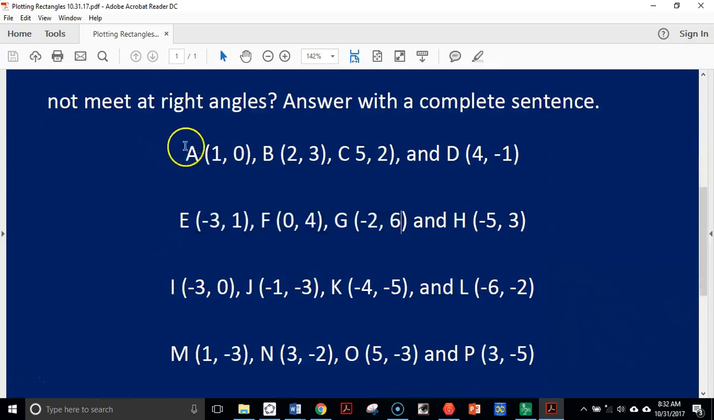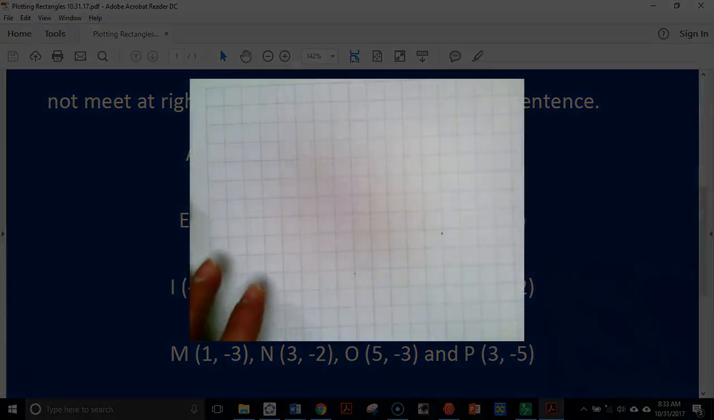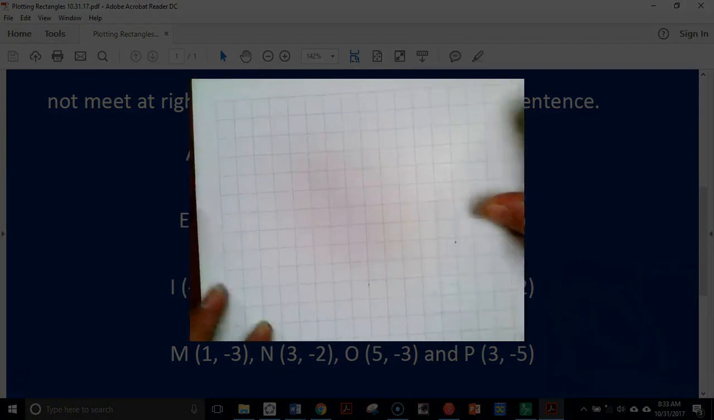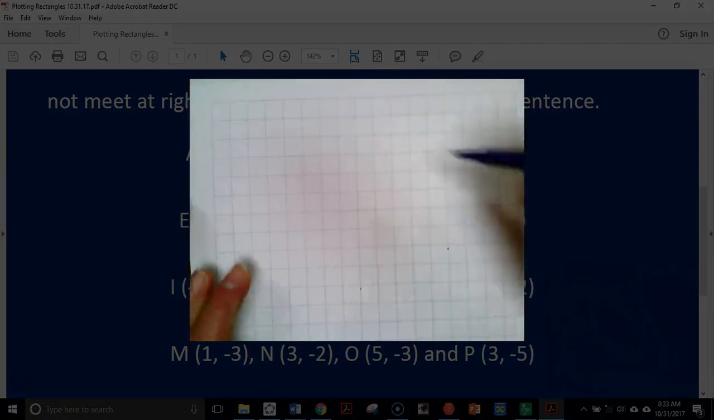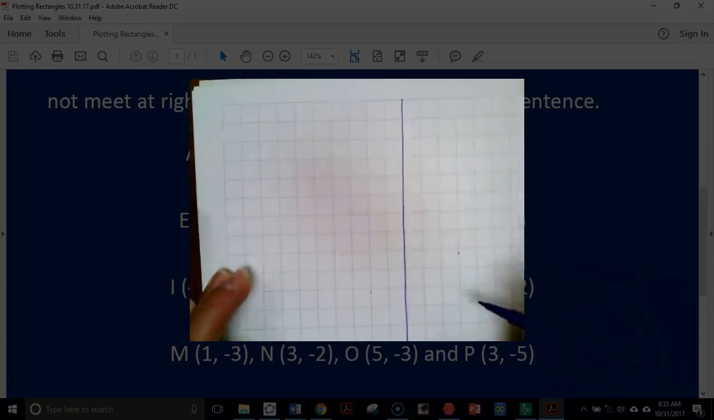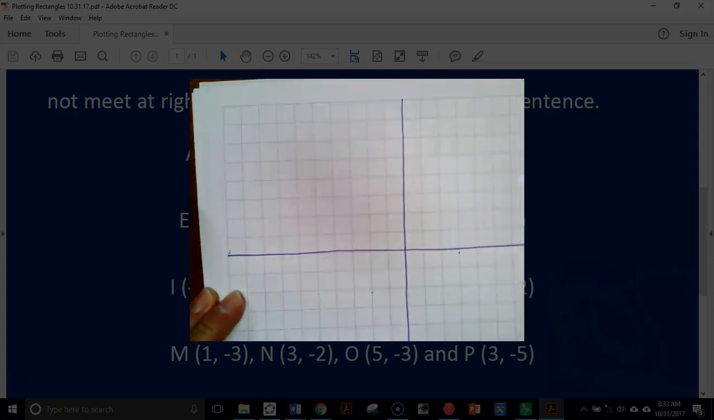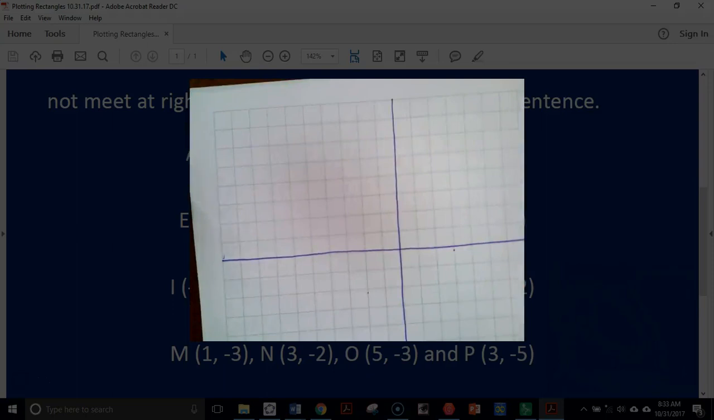All right, here's A, B, C, D, E, F, G, H, I, J, K, L, M, N, O, P. You're going to plot the 4 shapes. You're going to find their slopes. Let's get started. Okay, so here we go. Got my paper in front of me. I'm going to draw axes. I'm going to be very excited that you can actually draw your axes kind of down the middle. So I thought I'd take it easy on you today. All right, so let's start.